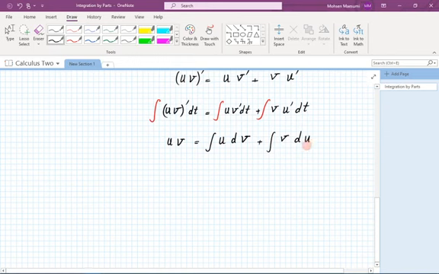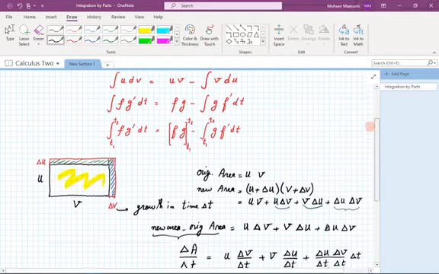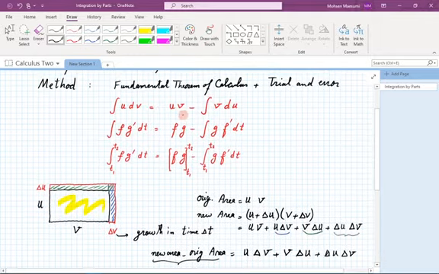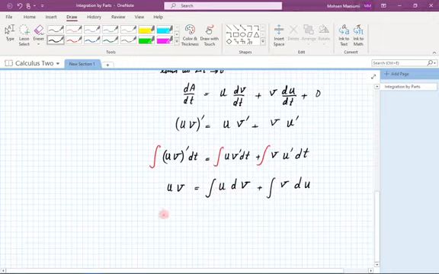Now you can take any of these things to the other side and you will have your integration by parts formula. It doesn't matter who you leave on one side, who you leave on the other side, just copy this thing. So I take this one, the integral of u dv, and I take this uv and subtract this from that.